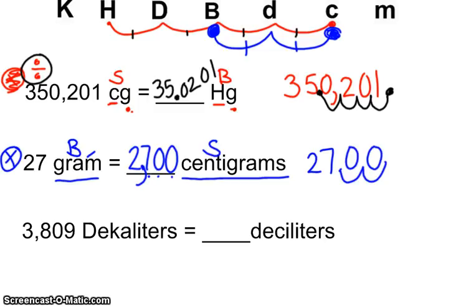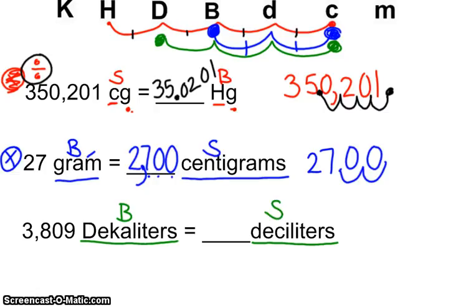We're going from decaliters to deciliters, D to D. So we're starting here, and we're going 1, 2, 3 places here. We started big, and we went to small. Big to small, multiply it off. Oh my, we're going to wind up with a big number. All right, because it's going to be so big, I'm going to write it under here. 3809. Plug in that pretend decimal.